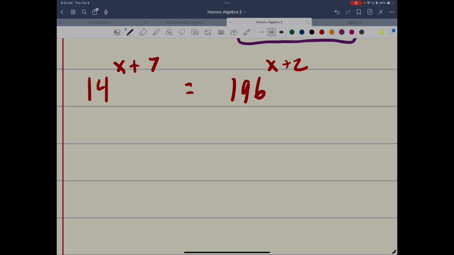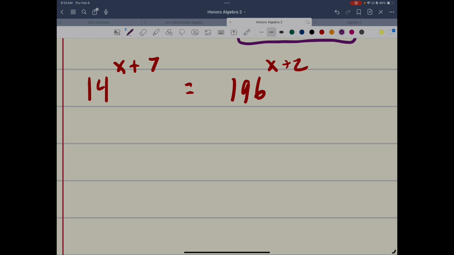196 is 14 squared. Okay, so always look first for the easy way. Mathematically, that's kind of the game. Always look for the easiest way to do it first. If you can't do it the easiest way, then do it the hard way. Both of them work. We are going to do it the hard way, because I want you to practice doing the easy way, the hard way.